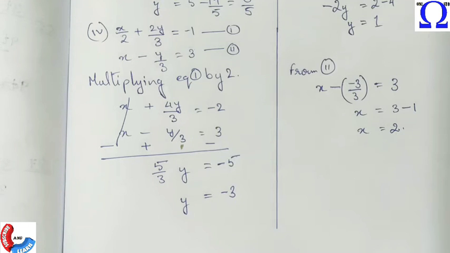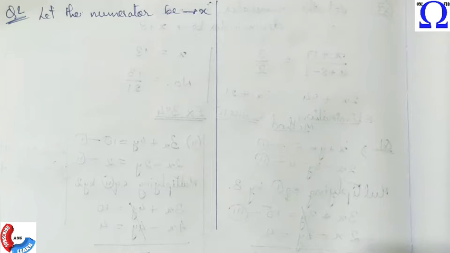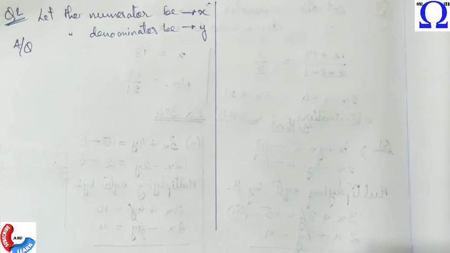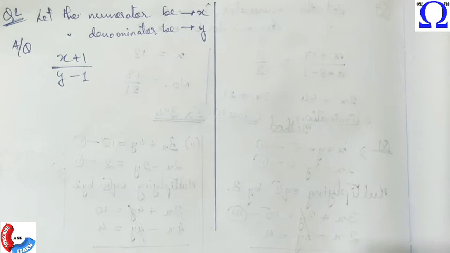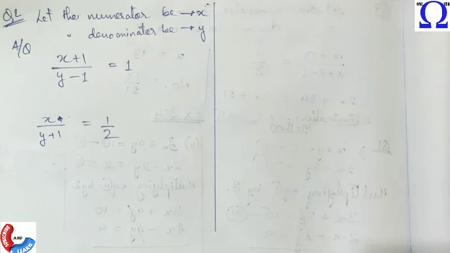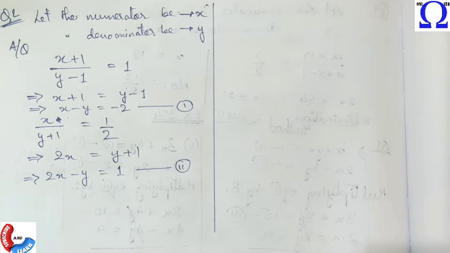Now in the next question, we will form the equations of the word problems. First is the numerator and denominator. I have taken the numerator to be x and thus the denominator will be y. Now according to the question, we will add 1 to the numerator and subtract 1 from the denominator. Okay, so our fraction reduces to 1. I hope you got my point. And the next statement says that if we only add 1 to the denominator, then it becomes 1 by 2. Okay, so this is our first equation and this is our second equation. Now we will eliminate these two equations very easily.